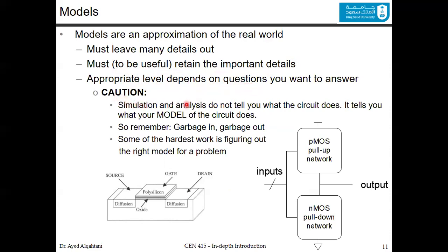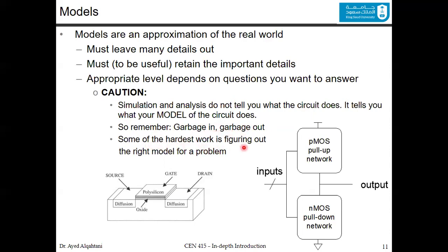The simulation and analysis do not tell you what the circuit does. It tells you what your model of the circuit does. So if you leave something out of your model, and when you move to the real thing and implement the real circuit, it doesn't behave as you expected because you left something out. So you have to make this distinction. Remember, garbage in, garbage out. If your design is not good, the implementation certainly will be a disaster.